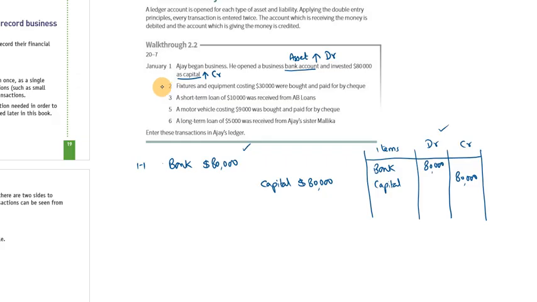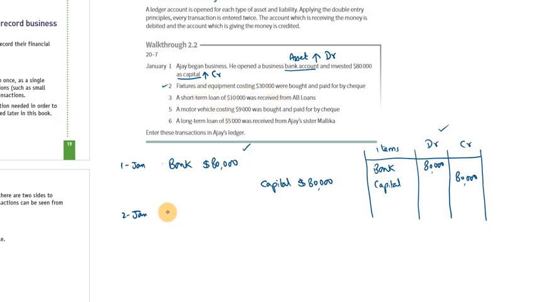So we'll record the second entry. That is: fixture and equipment costing $30,000 were bought and paid for by check. What does this accounting head mean? First Jan was the first entry; now the entry is related to 2nd January. Fixture and equipment costing were bought. The business purchased the fixture and equipment.